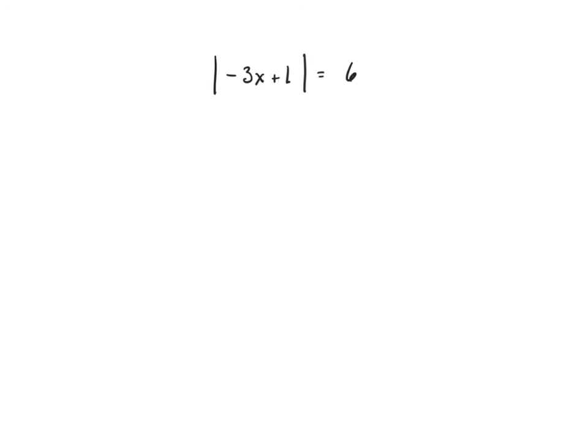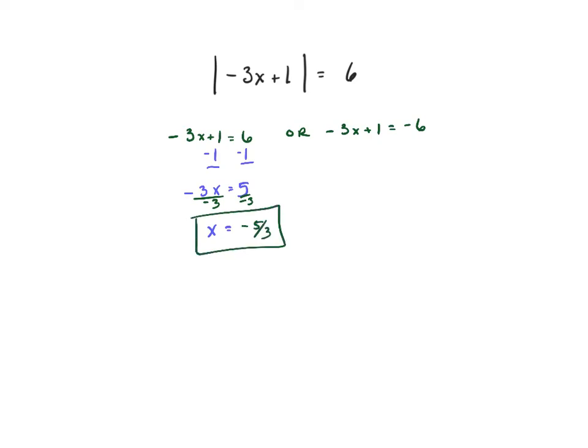Next problem, let's follow that same pattern. The stuff inside the absolute value could equal 6, or the stuff inside the absolute value could be over at negative 6. And we just solve each of these just like we solve linear equations. Subtract 1, subtract 1. Negative 3x equals 5. So x could be at, I'm just dividing by negative 3 here, negative 5/3. So that could be one solution.